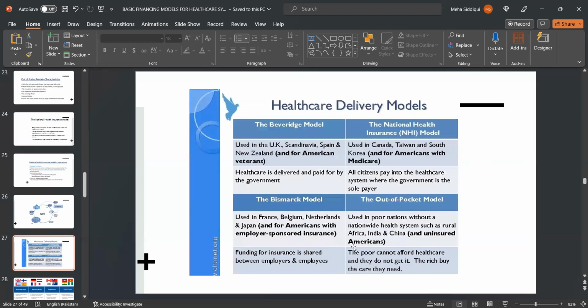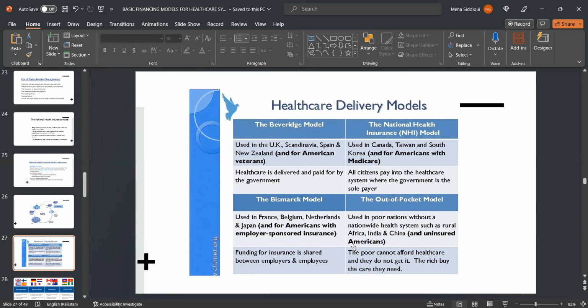Now, in a nutshell, we can differentiate these four models. The Beveridge model, which is used in the UK, New Zealand, and Spain: healthcare is delivered and paid for by the government. So the government is the sole payer in this model. Then the Bismarck model is used in France, Belgium, Netherlands, and Japan. Funding for insurance is shared between employers and employees. And then comes the national health insurance model, which is used in Canada, Taiwan, and South Korea. All citizens pay into the healthcare system where the government is the sole payer.